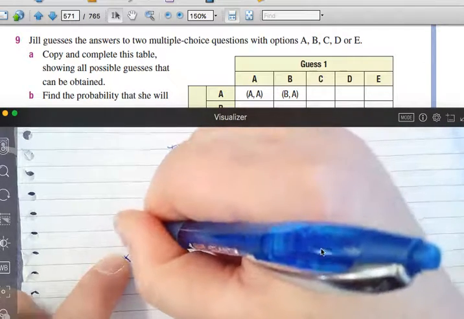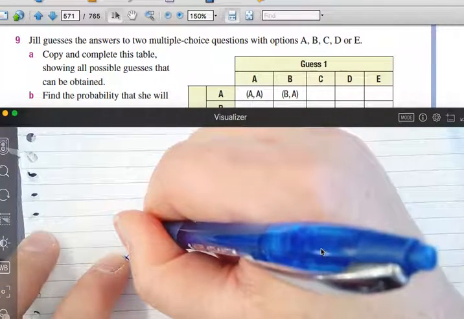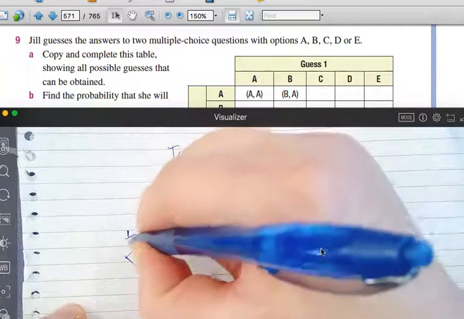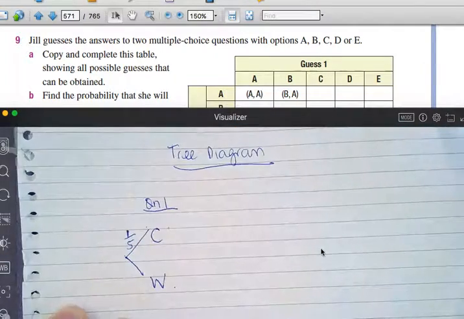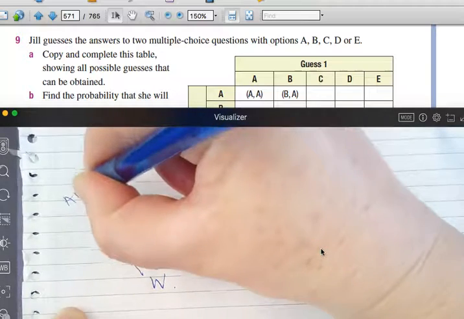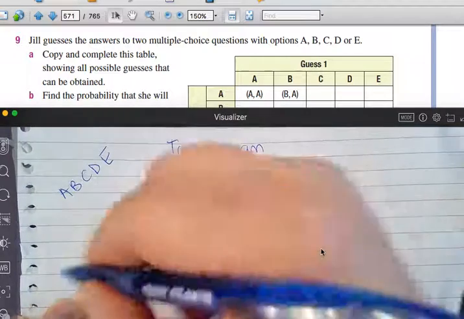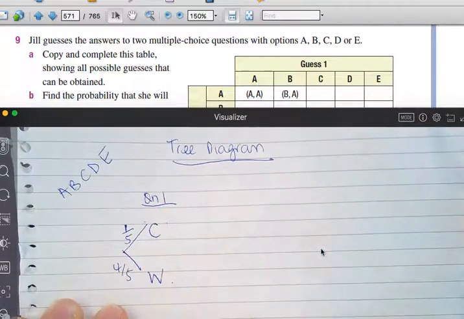What's the probability that you will guess the right answer? There are 5 responses, 5 options. There's 1 chance out of 5 that you got the right answer. Like if your options are A, B, C, D, E, and one of them's right, don't you just have 1 chance in 5 of getting it right? So how many chances have you got to get it wrong? 4 out of 5. Watching?